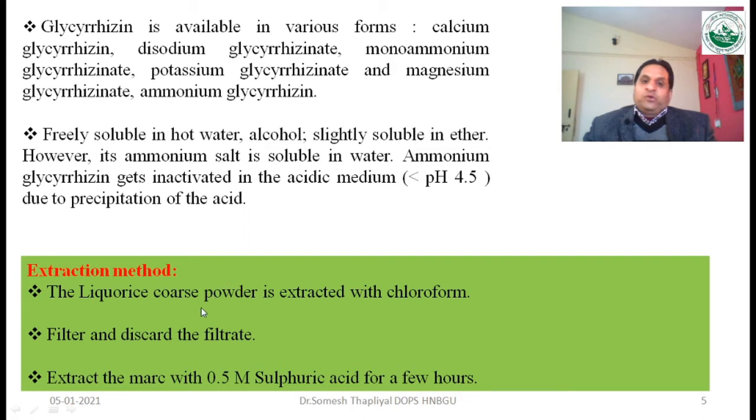Then this coarse powder we will wash with a small amount of chloroform. After that we will pack it in the Soxhlet apparatus and we will make up the volume whatever is required as per the monograph. Okay, whatever the procedure is there, according to that you have to take the specified quantity of chloroform for a specified amount of the drug sample. So you will extract till complete extraction, followed by filtration. After filtration you have to discard the filtrate.